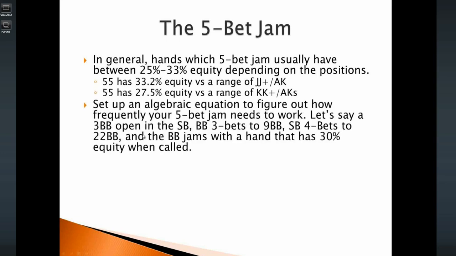Set up an algebraic equation to figure out how frequently your 5-bet jam needs to work. Let's say a 3BB open in the small blind, big blind 3-bets to 9 big blind, small blind 4-bets to 22 big blinds, and the big blind jams with a hand that has 30% equity when called.